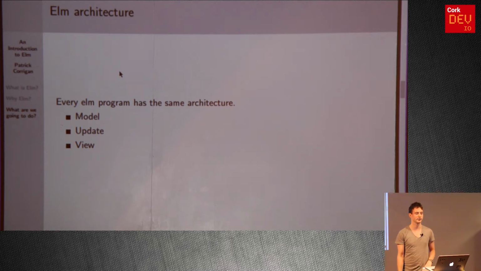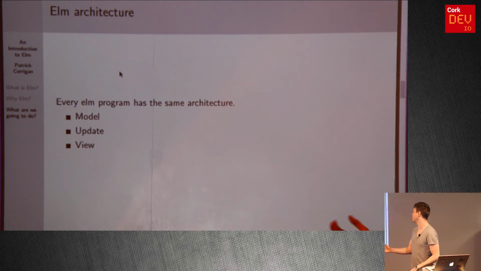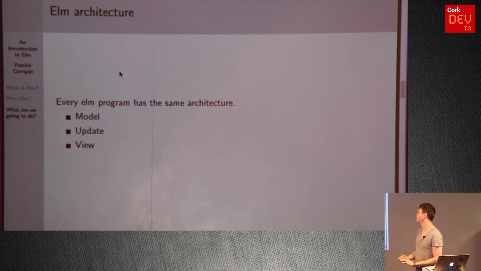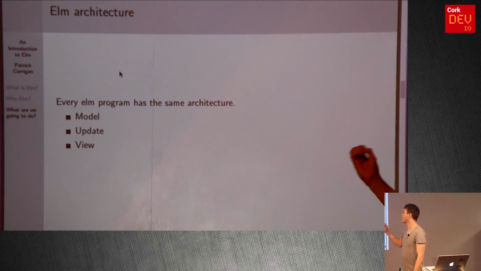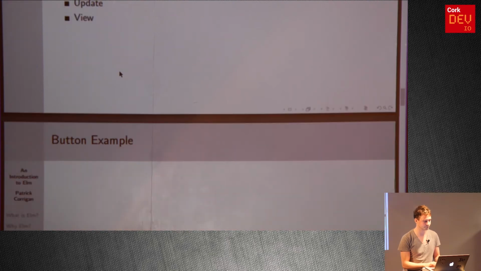So the Elm architecture. Every Elm program has the same architecture. It consists of a model, which you use to represent the data that you're presenting to the user. There's a view, which takes your model and produces HTML from that. That view then can create events or messages, and that message along with the model will be passed to the update function. A new model will be created, and that'll be passed to your view function to be rendered.